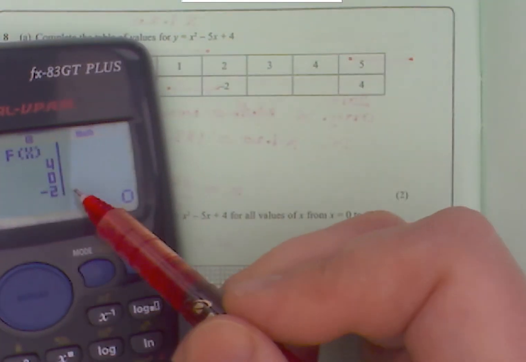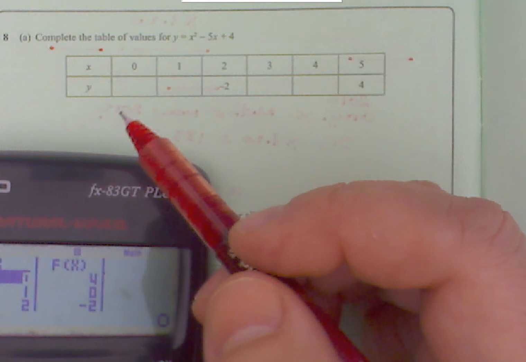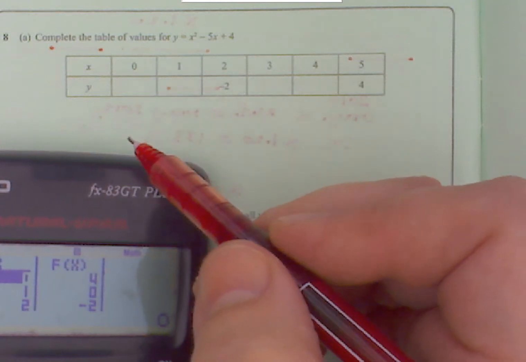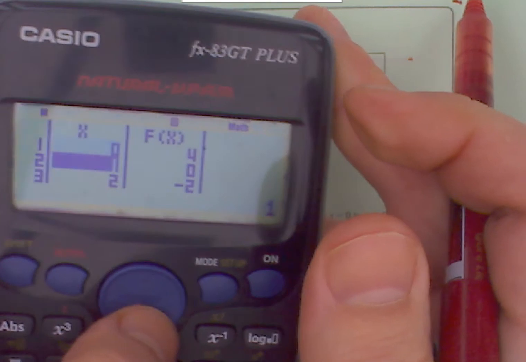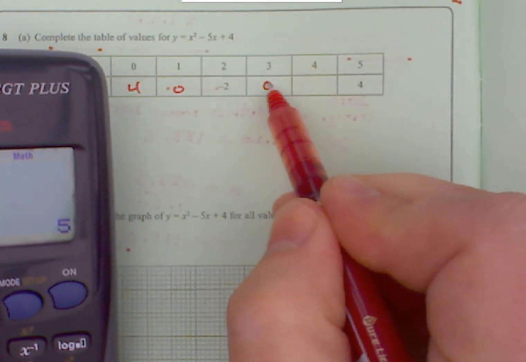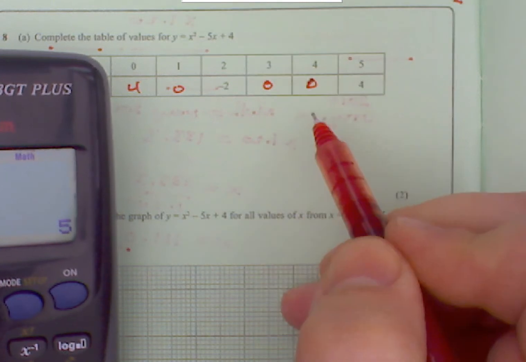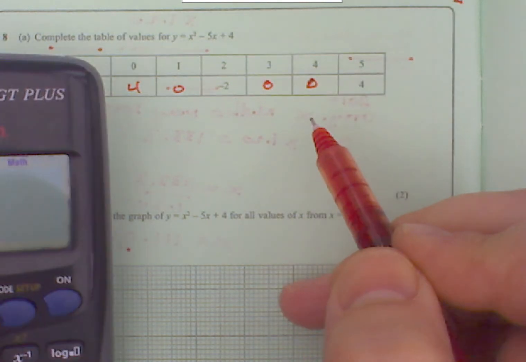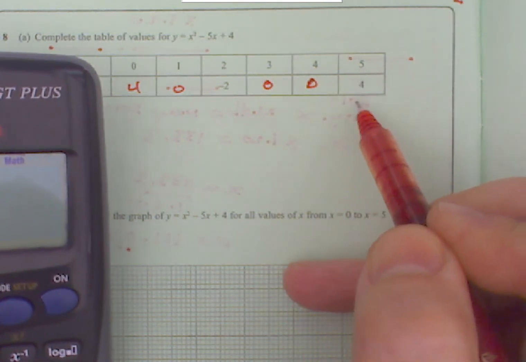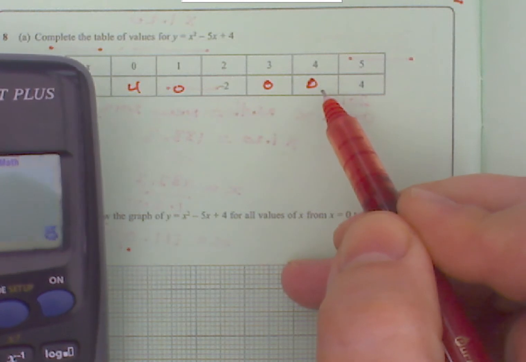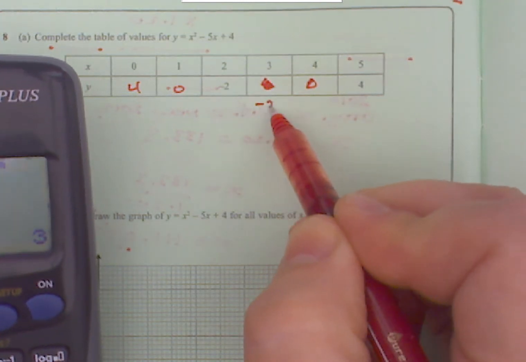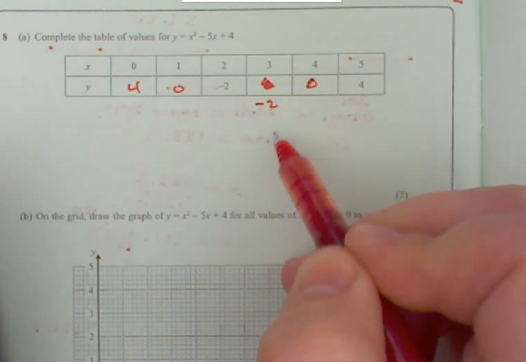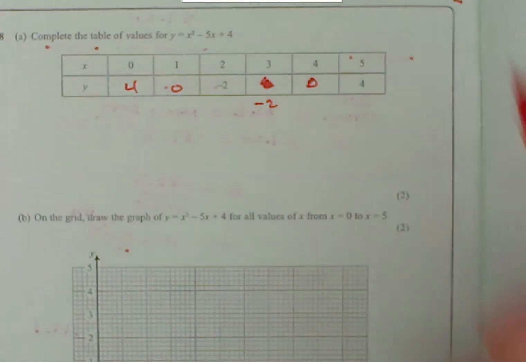If you're looking at the table there, see if you can see both at the same time. 0, 4, 0, minus 2, scrolling down. Hang on, got that wrong. So 5 was 4, 4 was 0, 3 is minus 2, and 2 is also minus 2. Okay, so now I'm going to plot that.